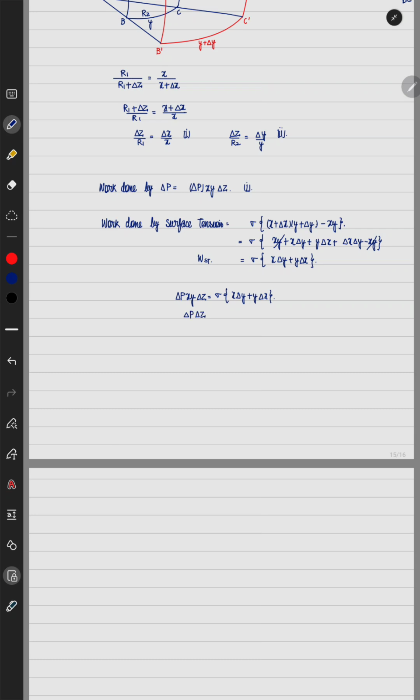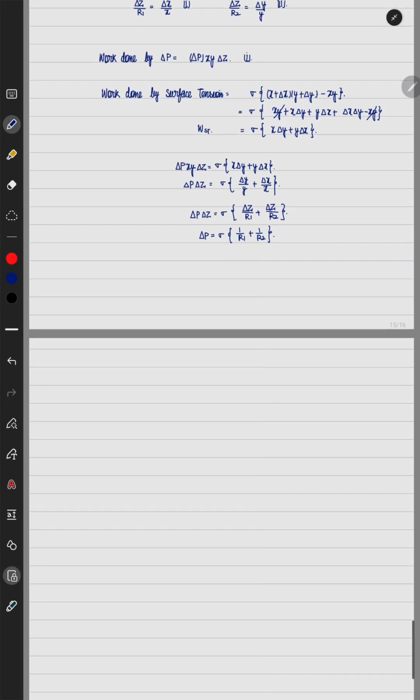Delta P into delta z is equal to sigma into delta y by y plus delta x by x. And delta x by x from equation 1 is given by delta z by r1, and delta y by y is given by delta z by r2. So delta p comes out to be equal to sigma into 1 by r1 plus 1 by r2. This is the final equation. Okay, so how sigma is related to delta p is given by this relation.